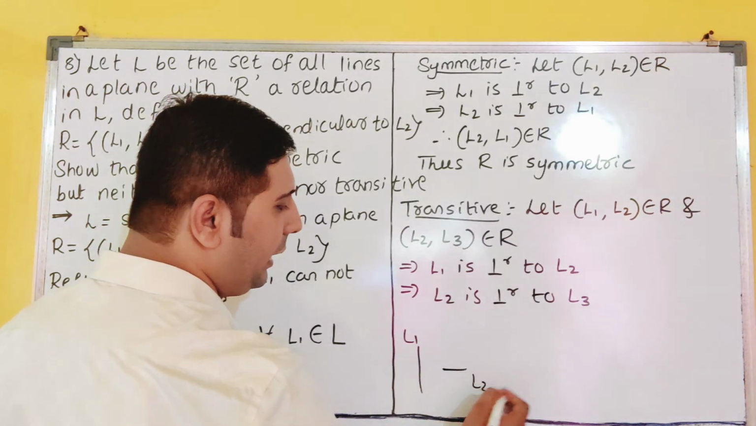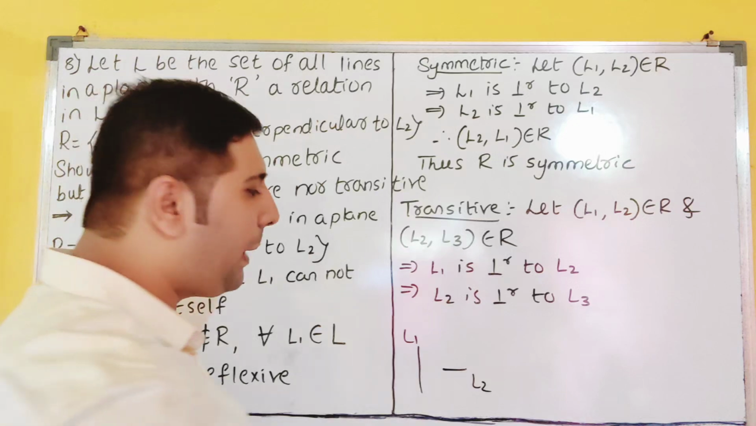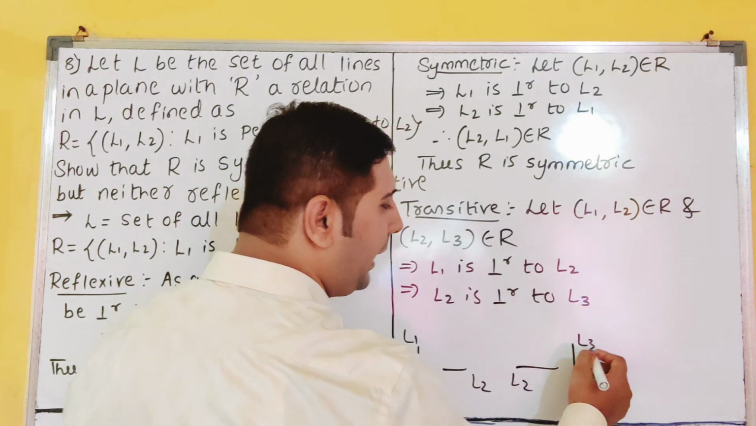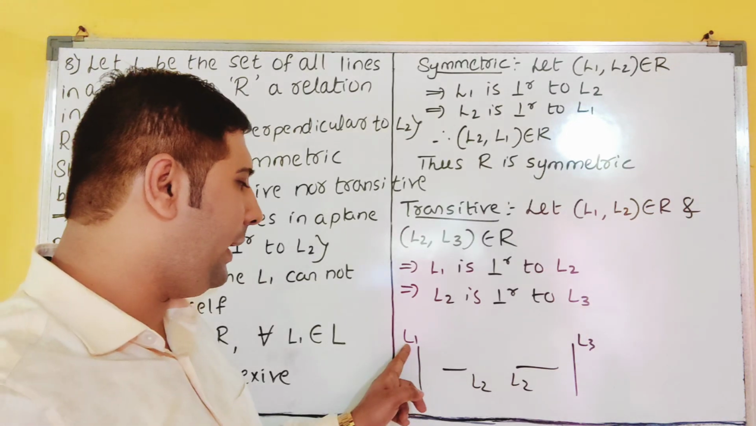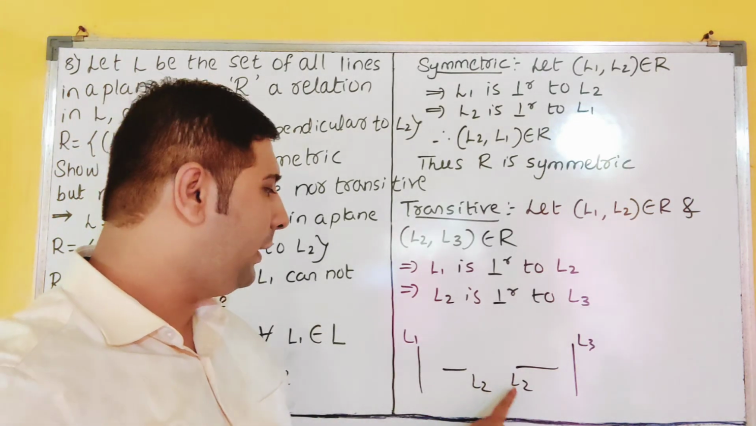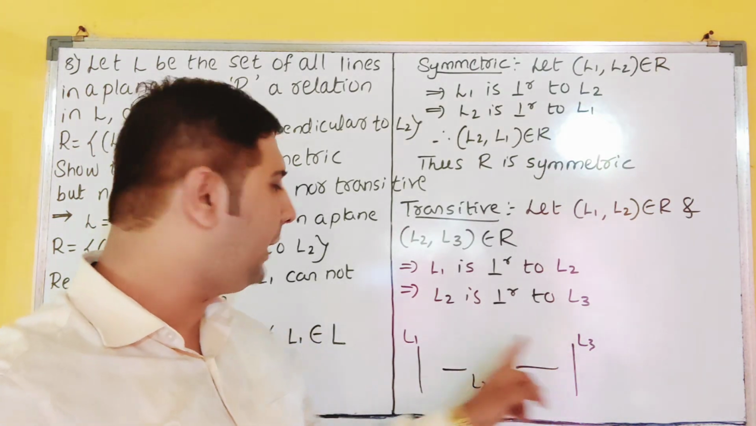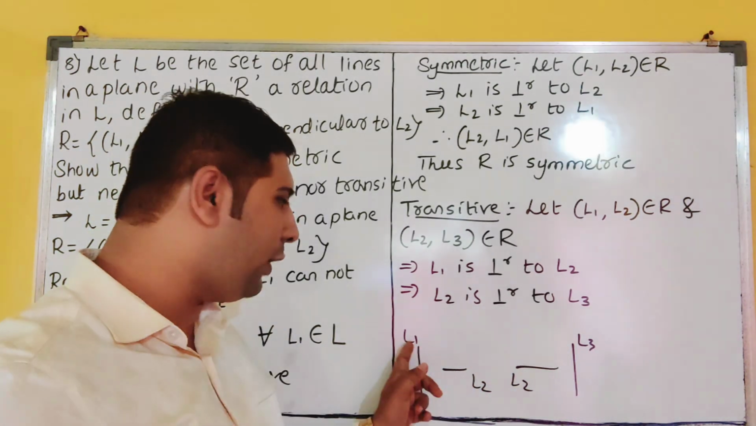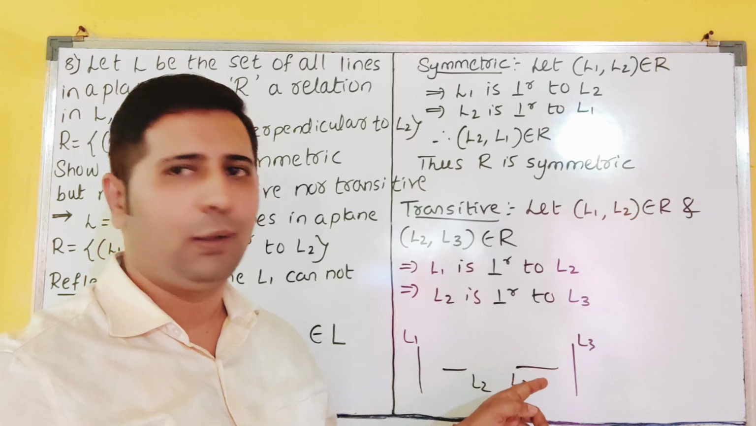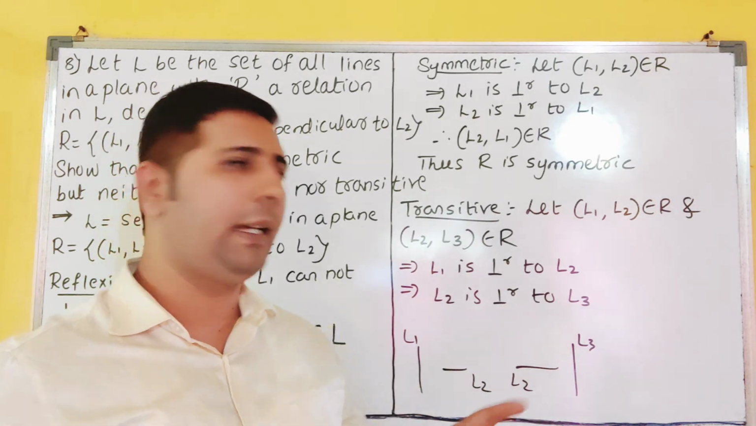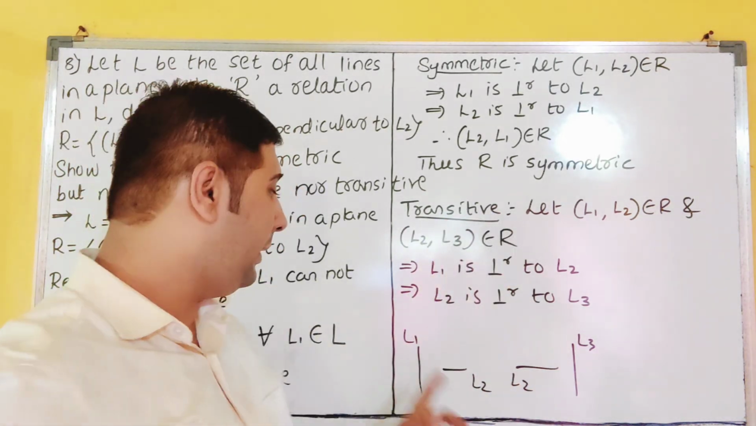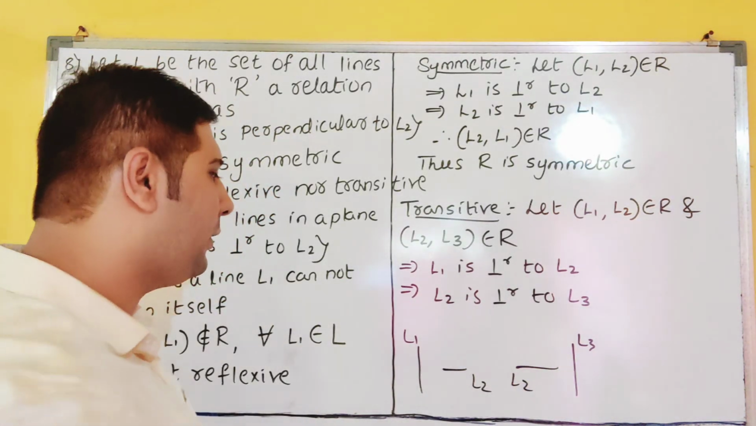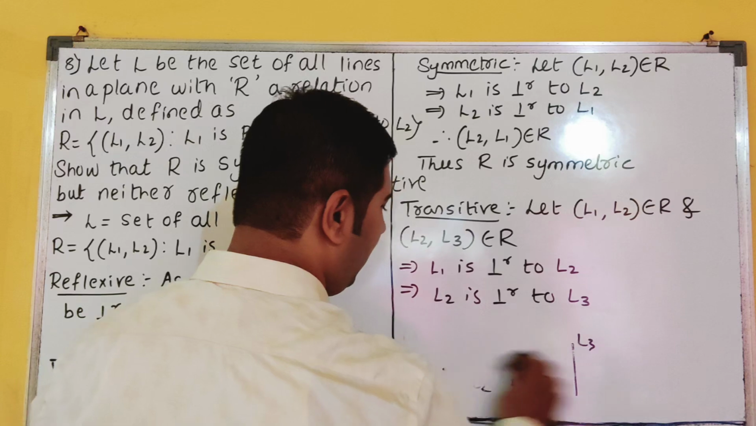This is L1, you think. L1 is perpendicular to L2. L2 is perpendicular to L3. Will you agree? L1 is perpendicular to L2, L2 is perpendicular to L3. Then L1 and L3 are what? They are perpendicular. Can you see on the board? No. So if it is not, then it is not transitive. L1 is parallel to L3, dear students.